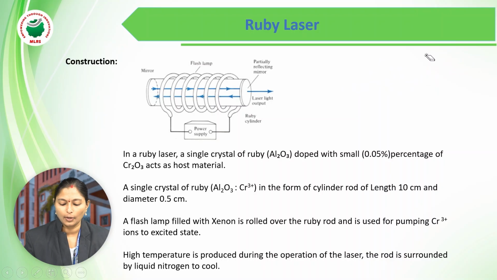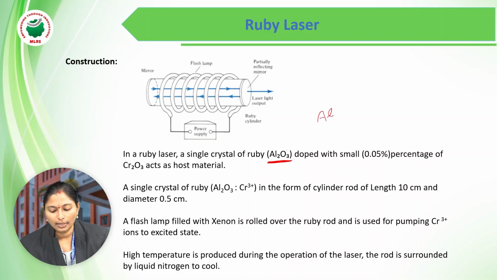Here ruby means Al2O3. This is our host material. I said crystal. Crystal means a three-dimensional structure, a regular and periodic arrangement of the atoms. To this host material, this initial material, we are doping a small amount of chromium. That small amount means 0.05%.